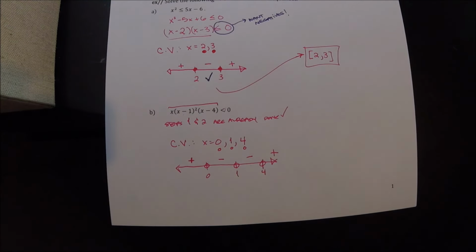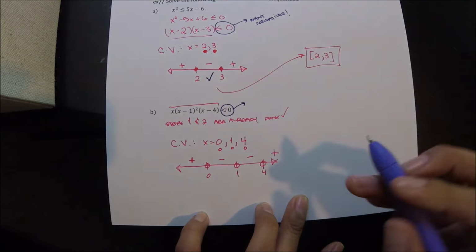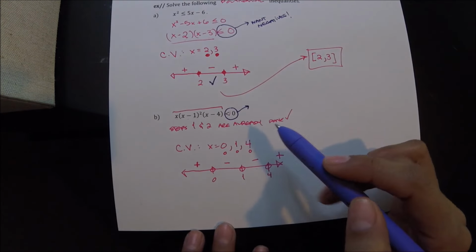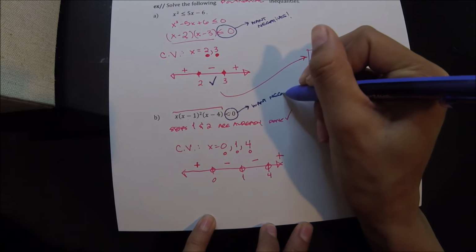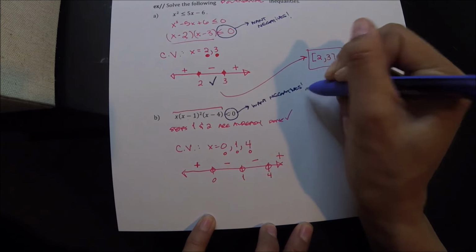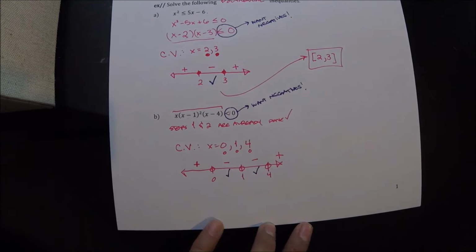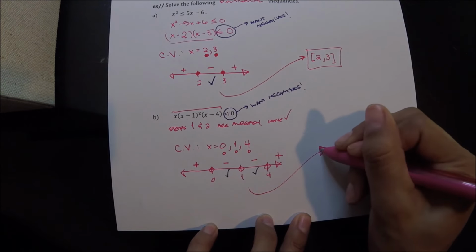Okay, and now we need to decide which of these regions we actually want to keep. So again, I'm going to go back here. This says that we want our expression to be less than 0. So again, we want the negatives. So this region's good and this region's good. So just write that in interval notation.